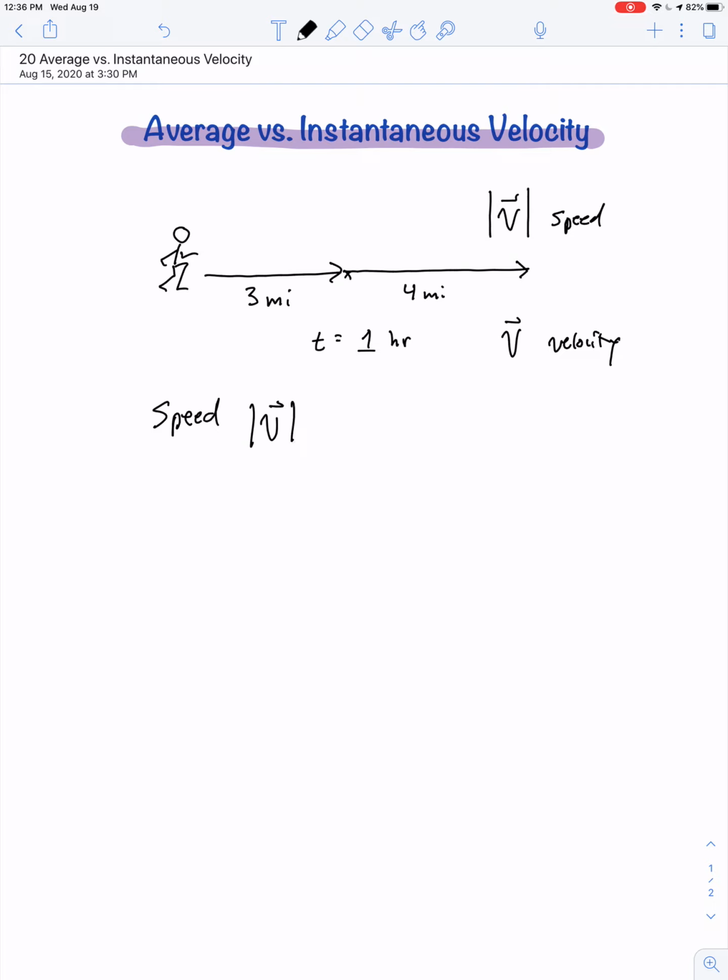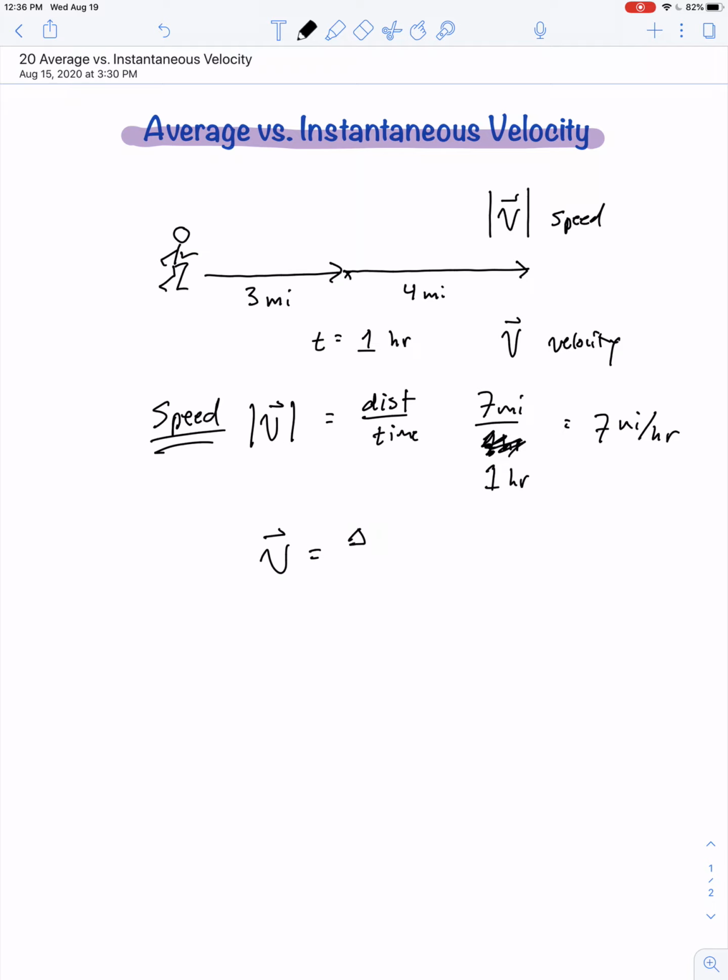Well, remember, the speed is the total distance traveled divided by the time. Well, the total distance is once again 7 miles, and the time is 1 hour. So we get a speed of 7 miles per hour, and we don't have to state a direction because speed's a scalar quantity. What about the velocity?